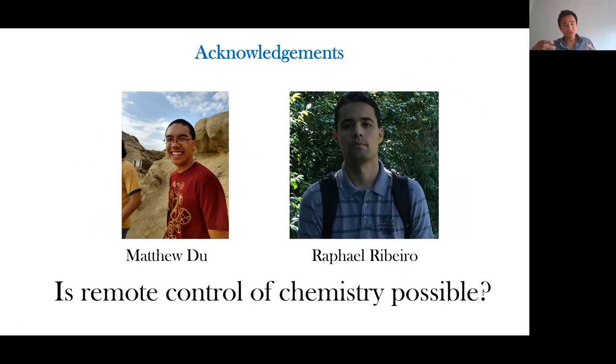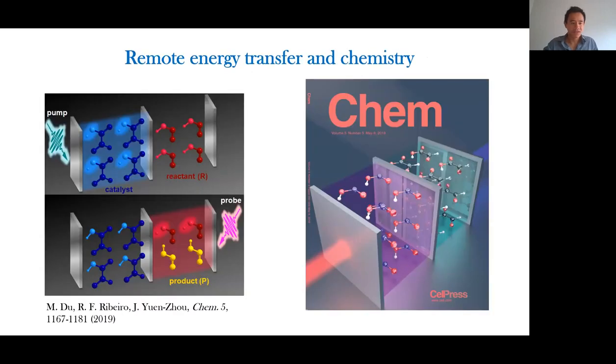Anyway, the question was, if we can do remote energy transfer, say across microns, according to these calculations, can we do remote control of chemistry? So this is the idea. Suppose I have these catalysts that you need to excite, and then the reactants are in another vessel. In which case, if I excite the catalyst and I excite the reactant, then I can see the product, but otherwise I don't see the product. So this was our idea.